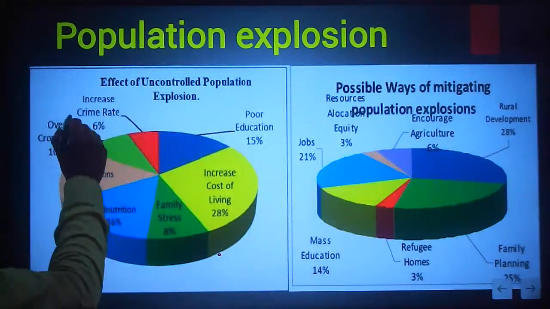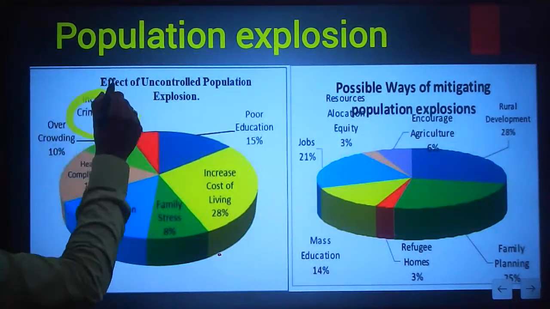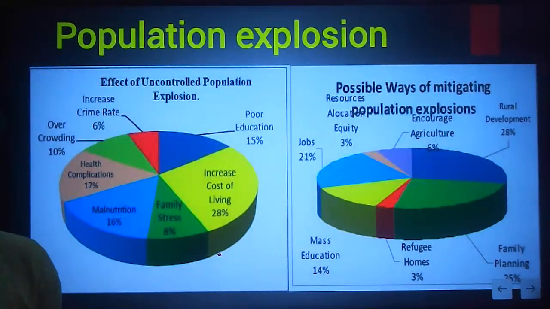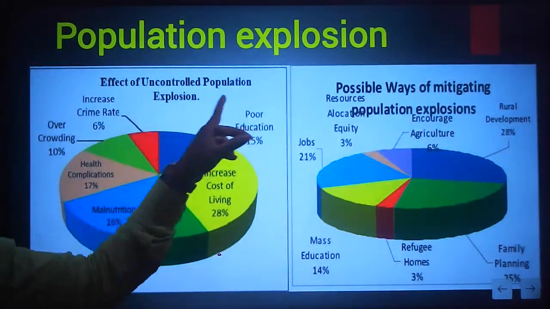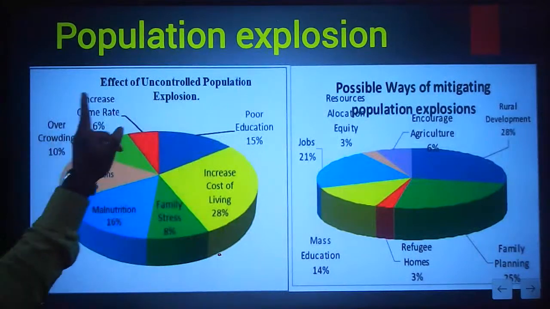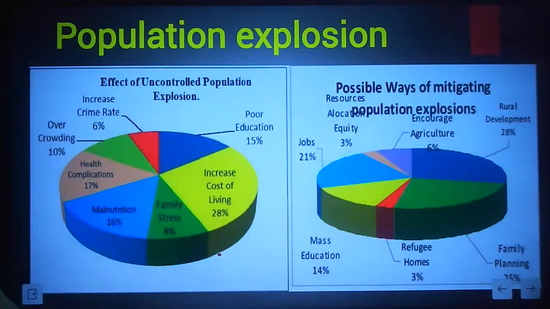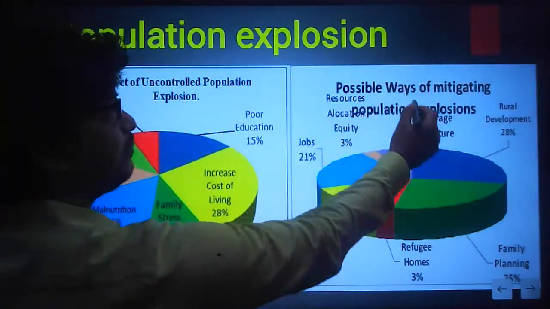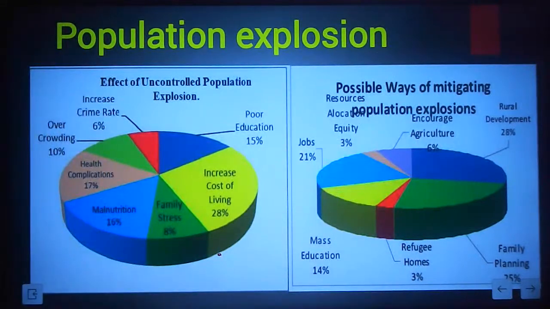So this leads to an increase in the crime rate. If you see, a lot of criminals started developing because of the uncontrolled population, because they want to survive. They may not have a job, and they may fall into wrong practices. So these are some of the bad effects you could see because of uncontrolled population explosion. Okay, possible ways of mitigating population explosion.